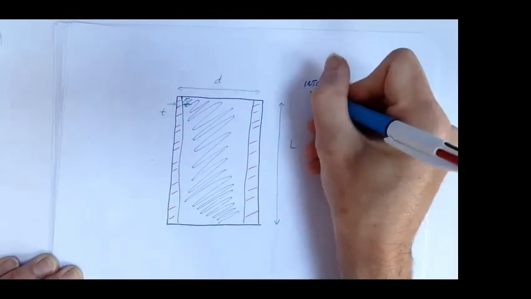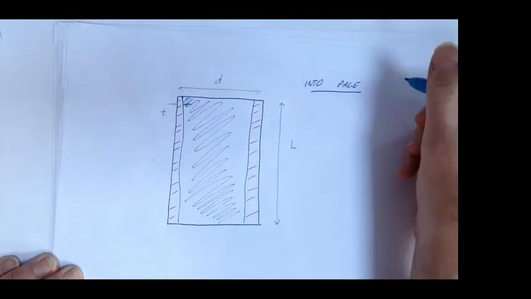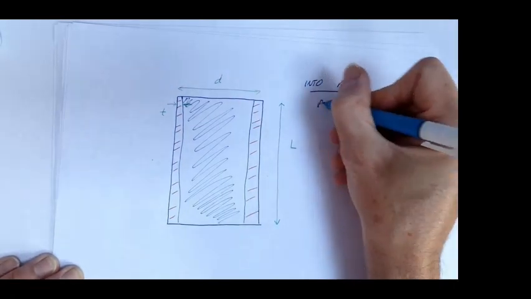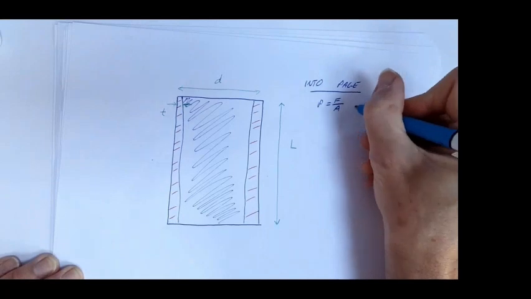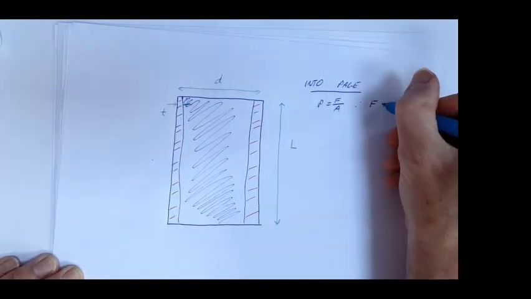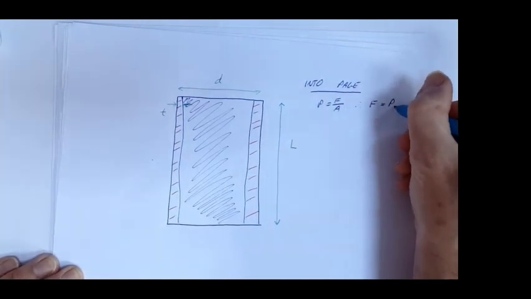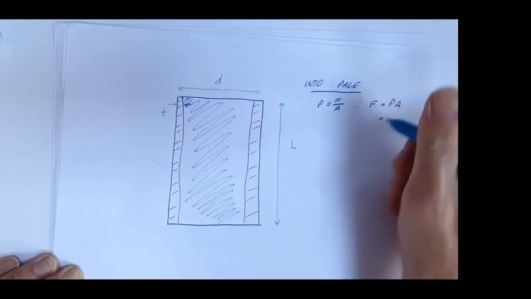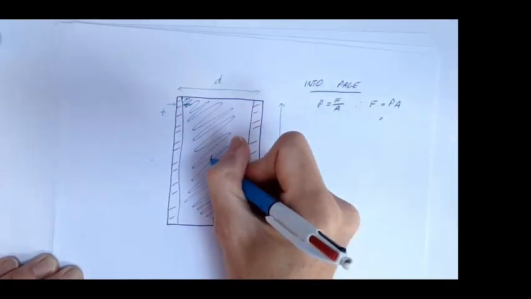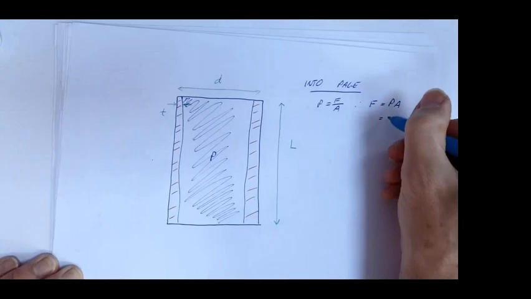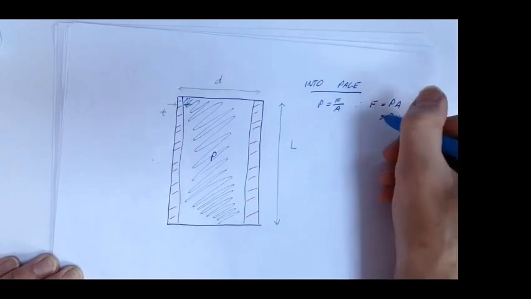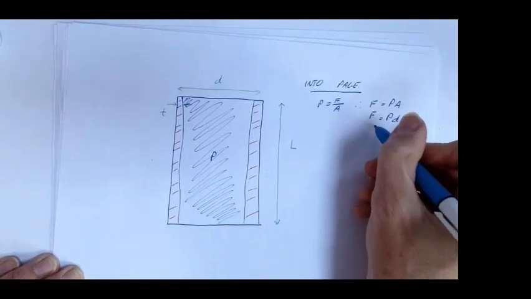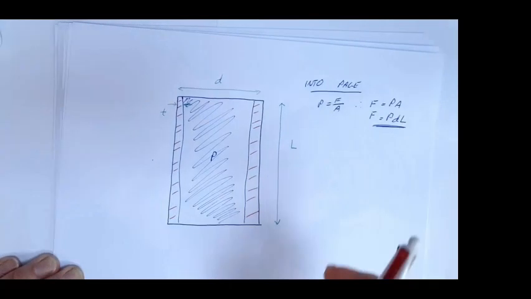Force into the page is going to be, you know, pressure equals force over area. So therefore, my force is simply my pressure times by my area. Internally, we've said we've got a pressure acting on this surface, P, and my area is D times by L. Okay, F equals PdL, that's the force into the page.